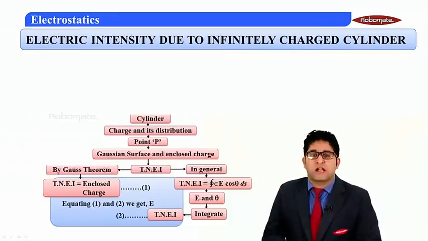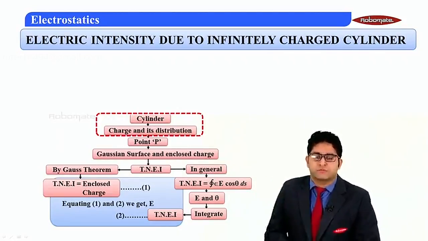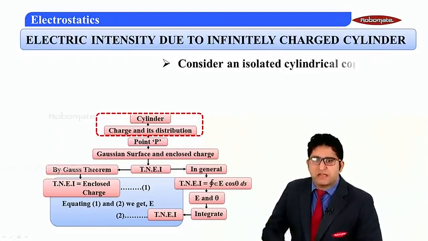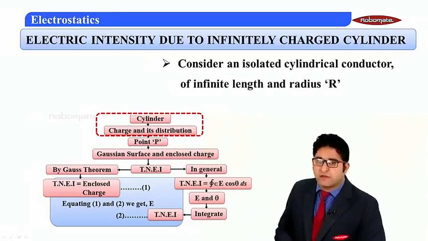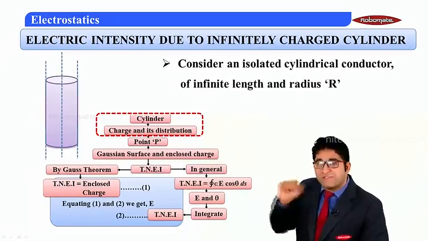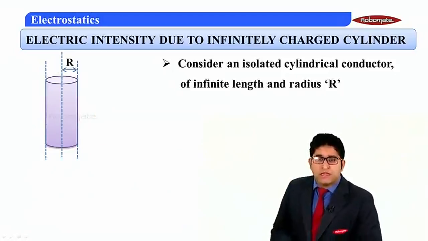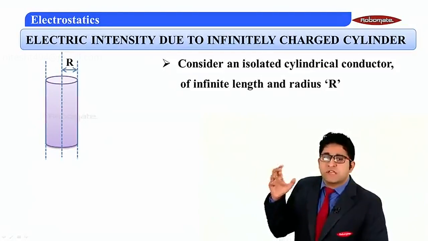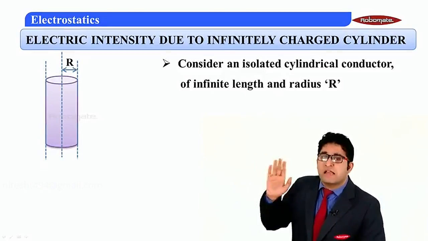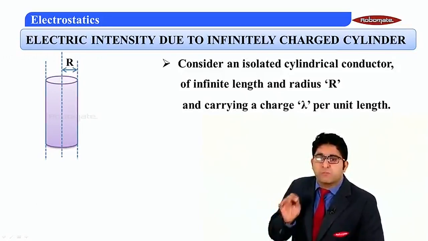Now let us move further and start with the discussion. First of all, we'll discuss the cylinder, charge and its distribution. Let us consider an isolated cylindrical conductor of radius capital R and infinite length. So let's say we are considering a section of an infinite cylinder having radius equal to capital R. To this cylinder, charge would be provided. Let's say the charge provided to the cylinder is lambda per unit length, or I can say it is carrying a charge lambda per unit length.